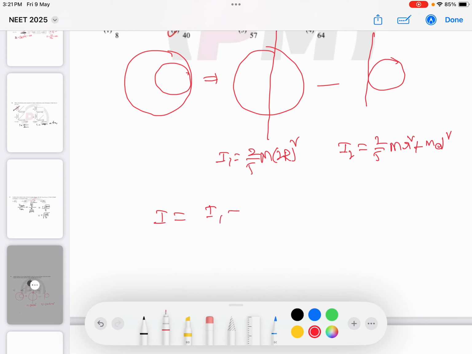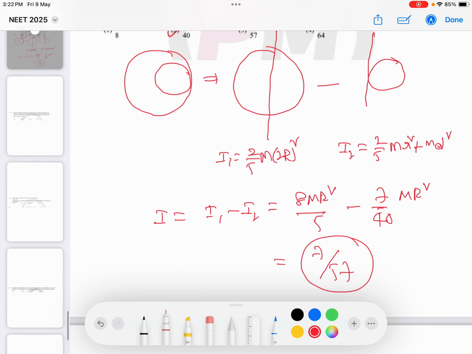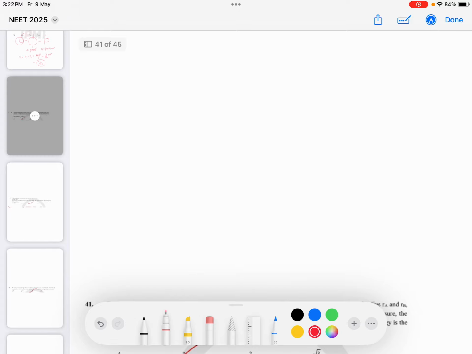I is equal to I1 minus I2. I1 value is 8 m r square by 5, minus I2 value is 7 by 4 times m r square, divided by 40. On calculating, you get the answer as 7 divided by 15. They are asking the ratio 7 divided by 15.